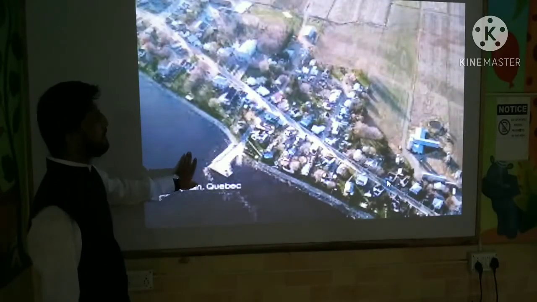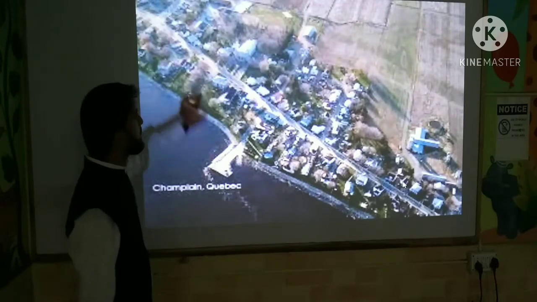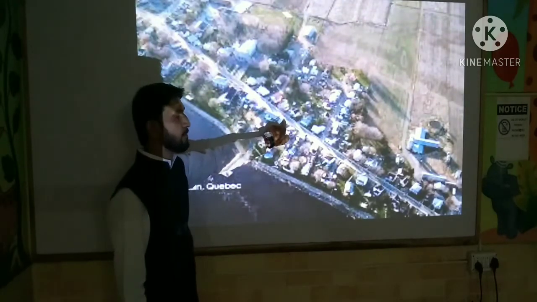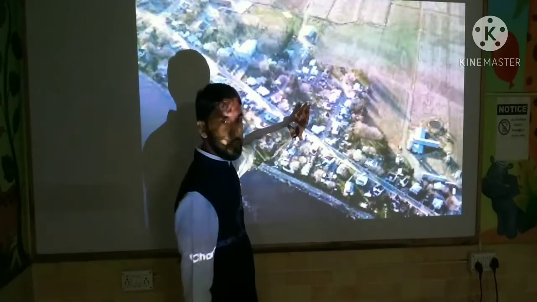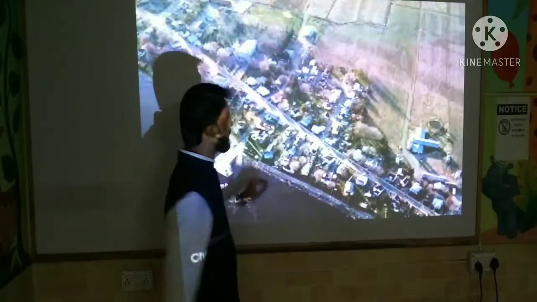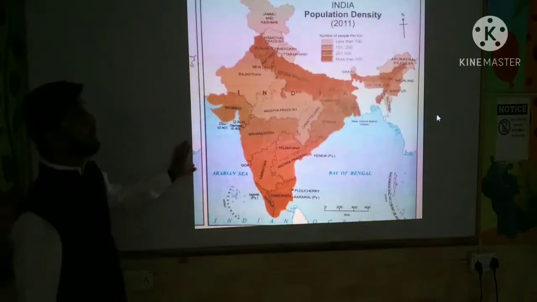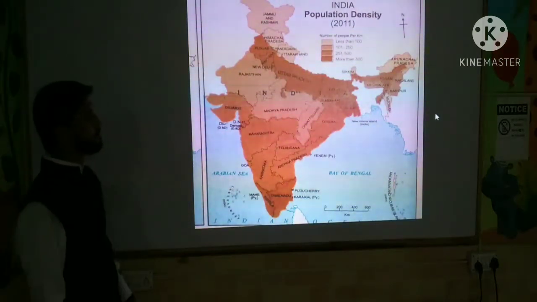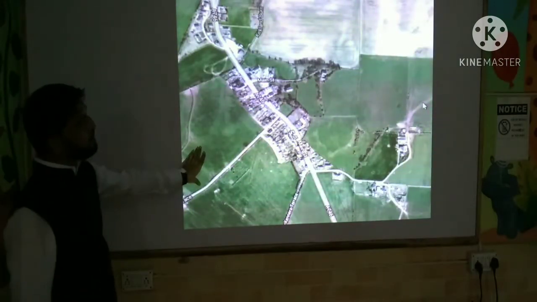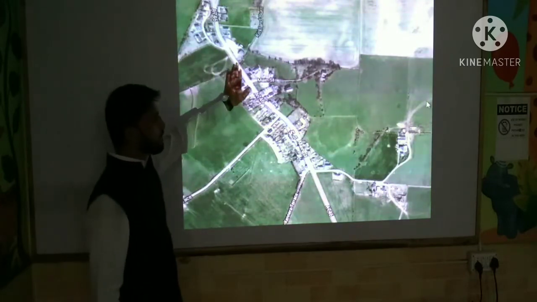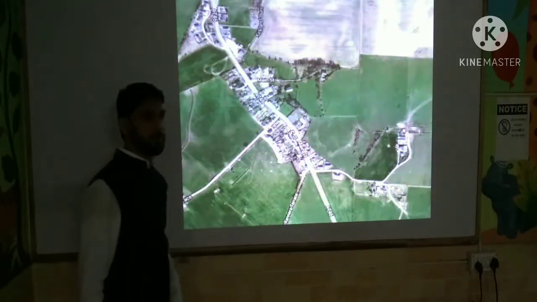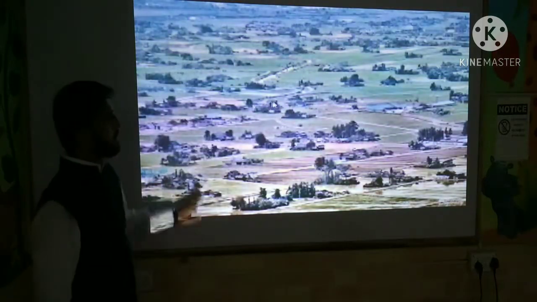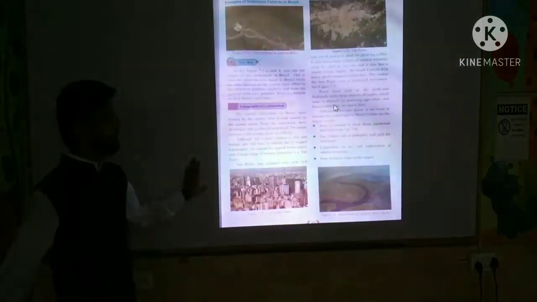So students, this is the linear settlement, where the main highway went. For example, our Mumbai-Goa highway and Varna is located there. So the same example we can see here in this linear settlement. So students, this is also one type of linear or nucleated settlement example we have. This is the discord settlement.